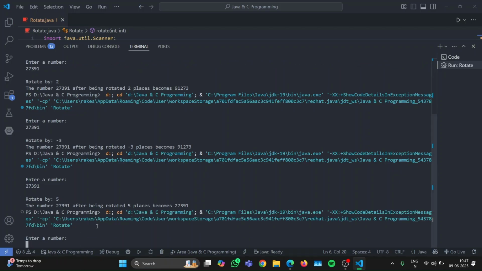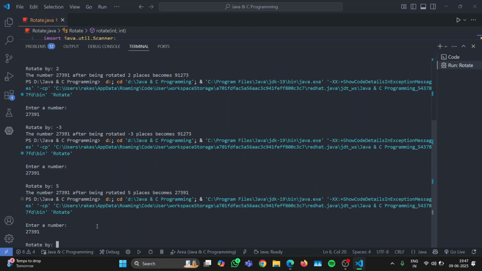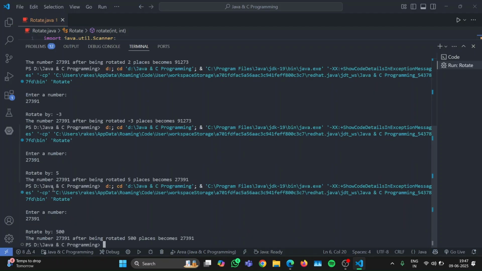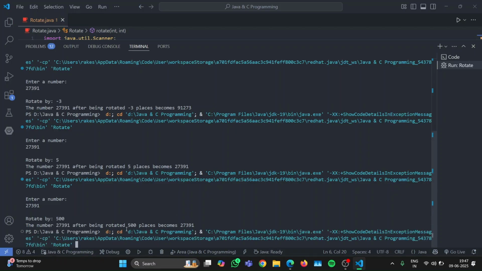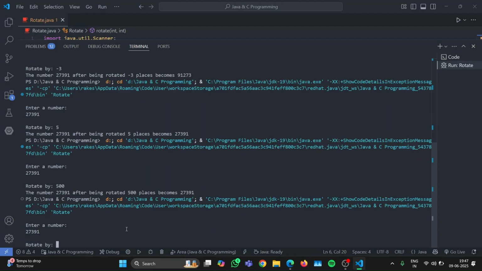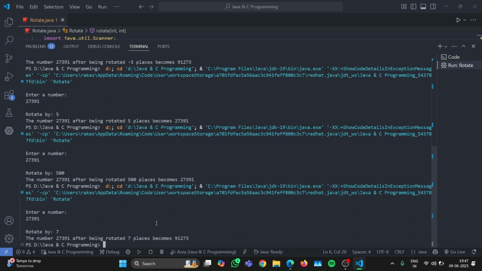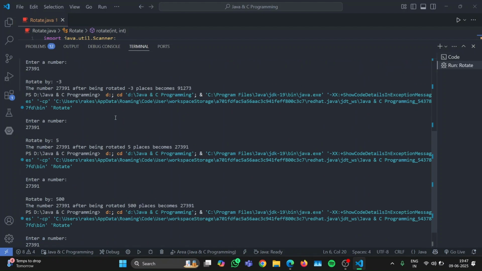Let me give a big number like 27391 and rotate it by 500. As 500 is a multiple of the number of digits n, we get the same number back. Let me run again. Let me give the same number and a value of 7. The seventh rotation is the same as the second rotation, so the second rotation is also 91273 that we have already seen over here.